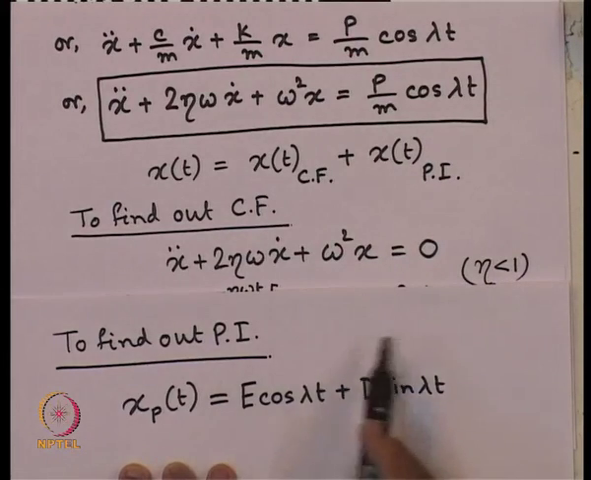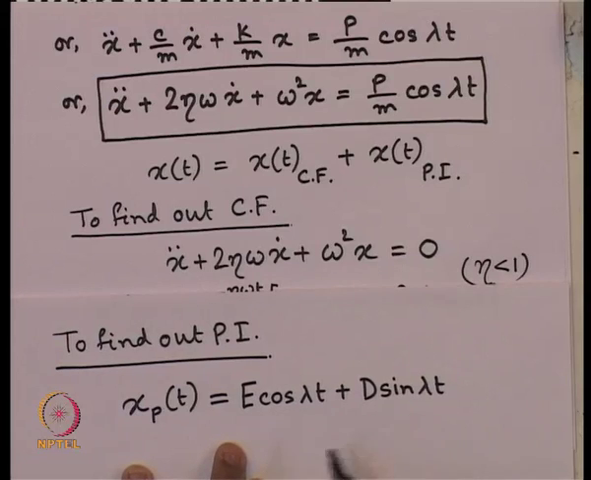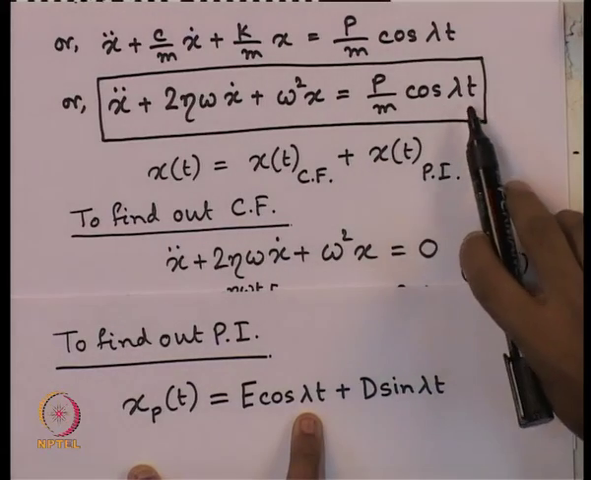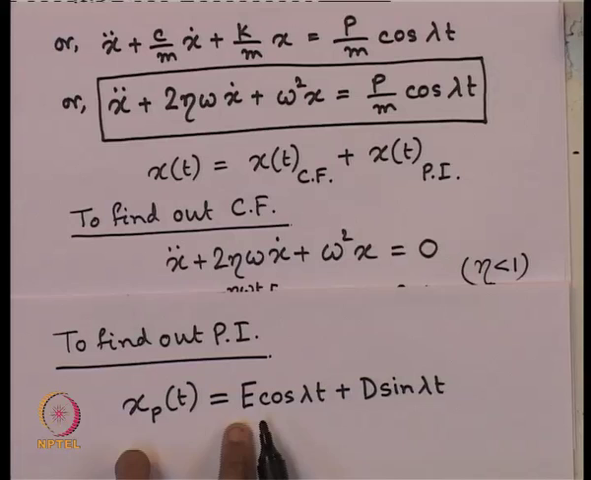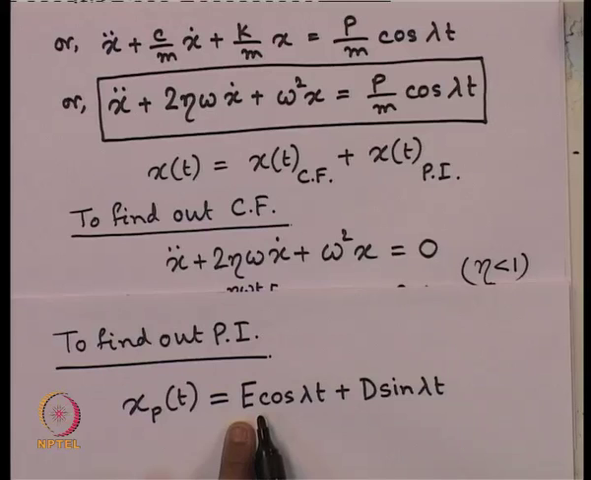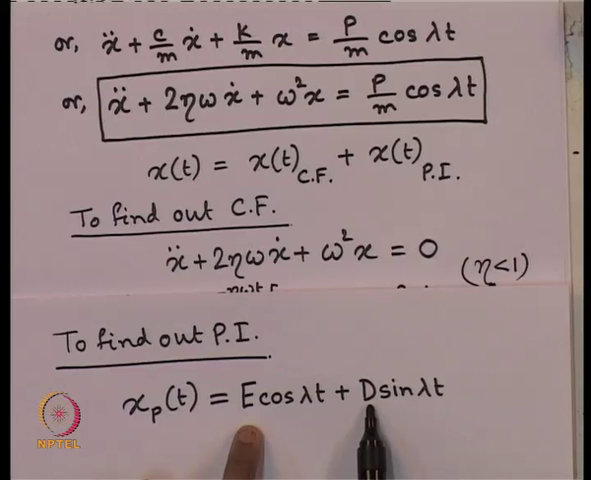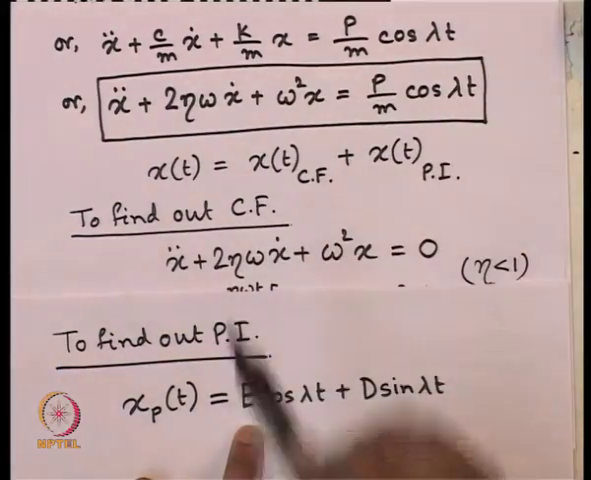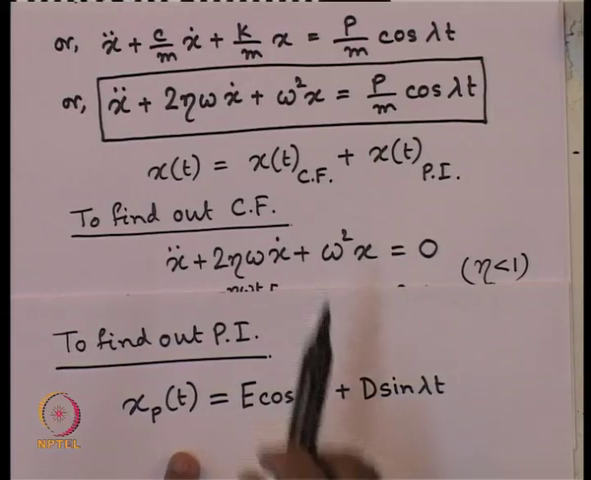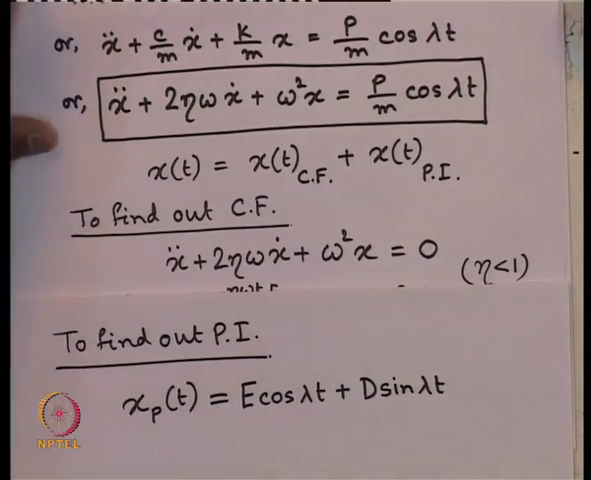So, I have assumed a harmonic function as a solution because of this reason, with lambda t as the parameter, but combinations of cosine and sine with unknown constants E and D. So, these unknown constants we now need to determine, which will satisfy this basic differential equation. Let us see how it will satisfy this equation step by step.